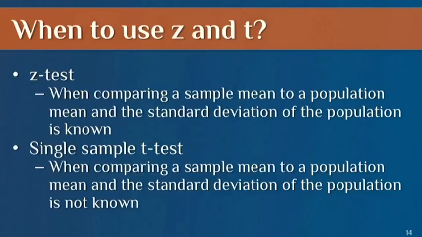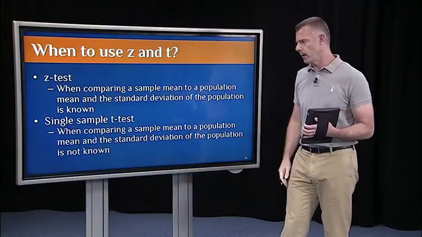So when will you use Z and T? As I said, the Z-test is actually pretty rare because we only use the Z-test when we're comparing a sample mean to a population mean, and we know the population's standard deviation. So as I've been saying throughout the course, we typically don't know the population parameters. That's why we sample and we deal with sampling error and all of that. So this is a rare instance that we would know those values about the population. So I'm not going to spend a lot of time on that.